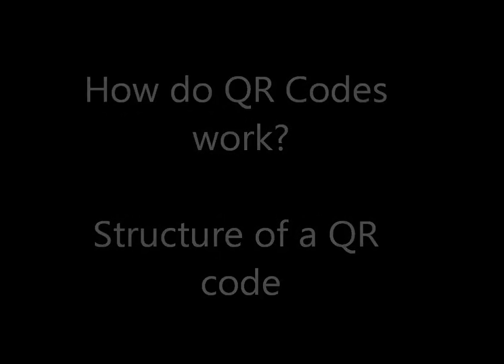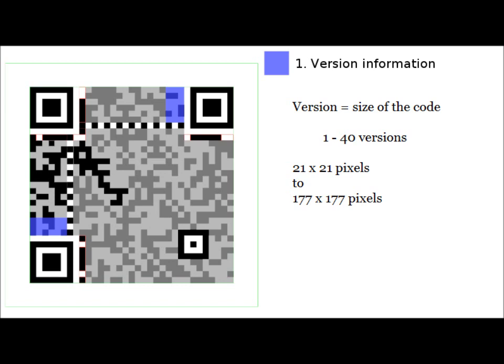First off is the version information. Version basically means the size of the code. Version 1 is the smallest code with 21 by 21 pixel blocks or modules. Version 40 is the biggest with 177 by 177 modules.